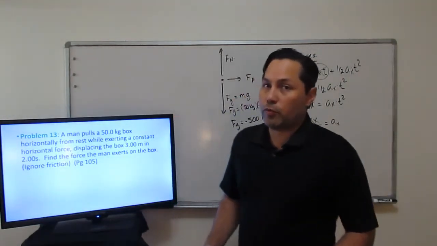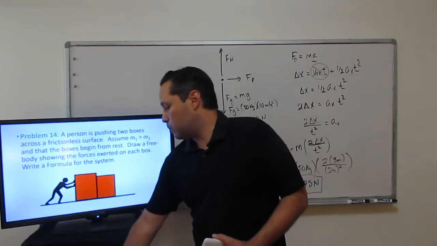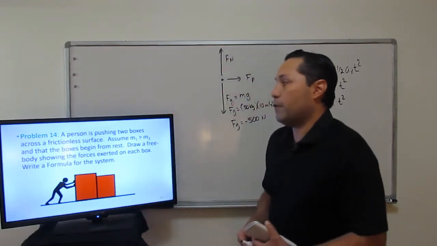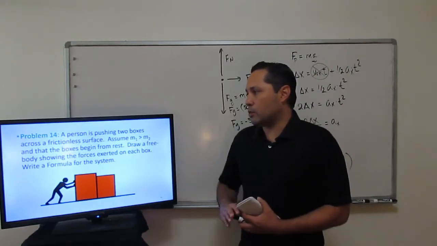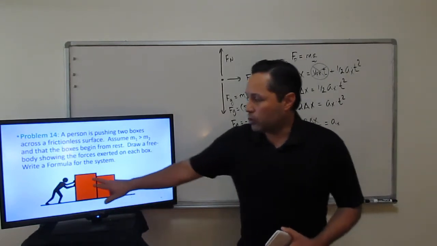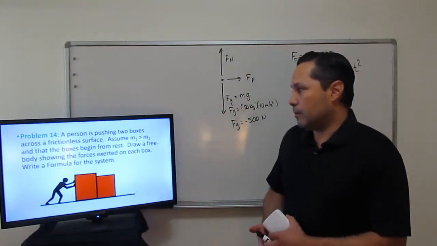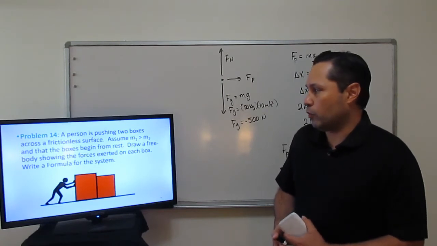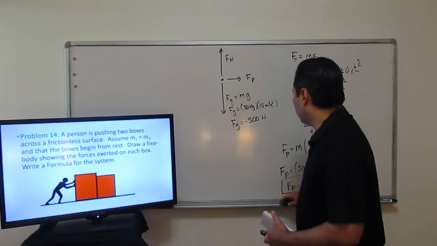Up next is problem number 14. In this problem they tell you the following: a person is pushing 2 boxes across a frictionless surface. Assume that the mass of M2 is greater than the mass of M1, so therefore our first box is bigger than the second box, and that the boxes begin from rest. Draw a free body diagram showing the forces exerted on each box and write a formula for the system.